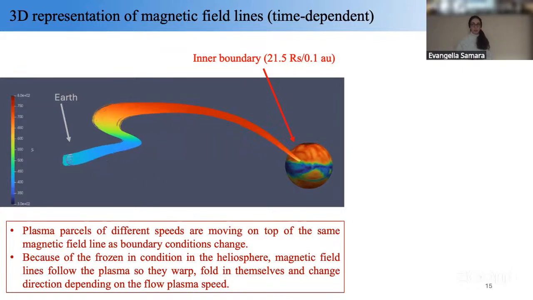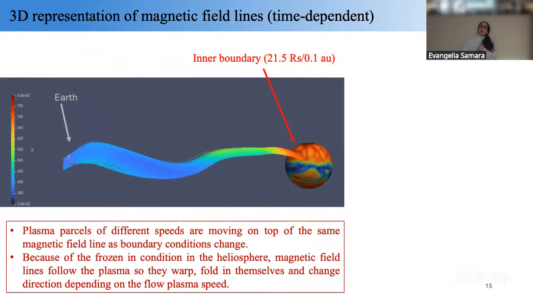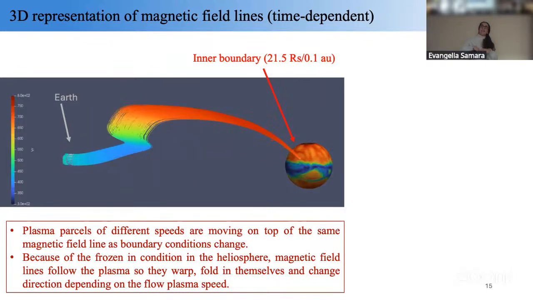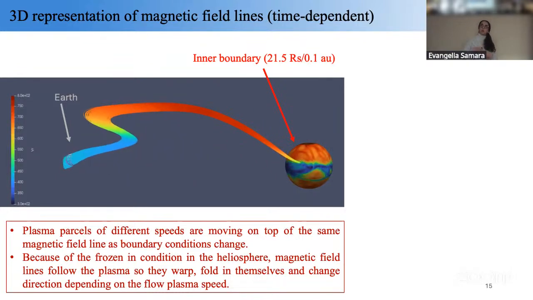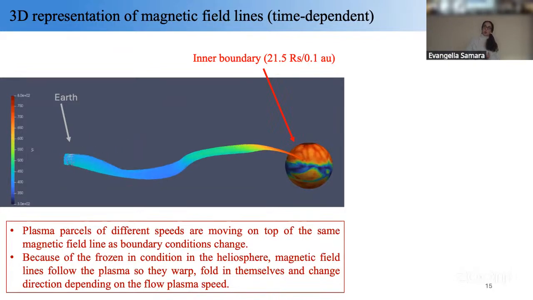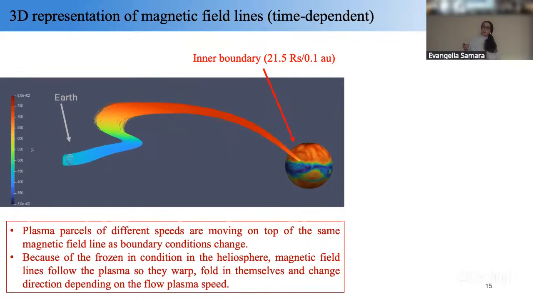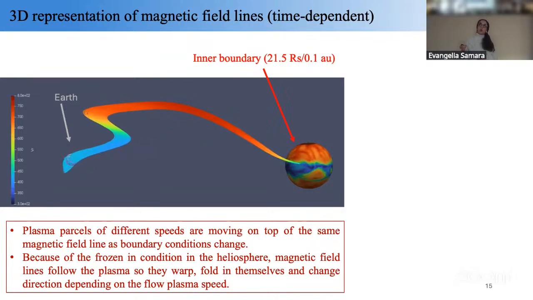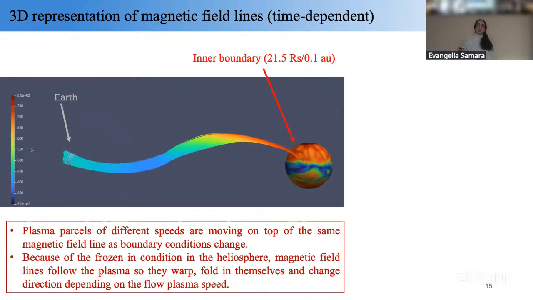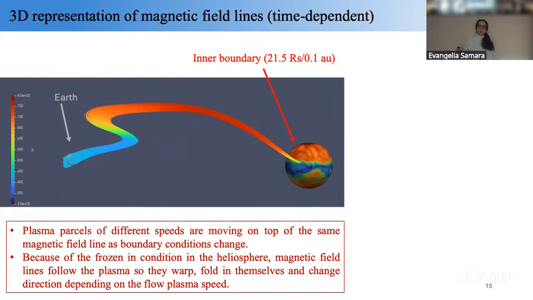Why is this the case? I'm sorry. Because as I change the boundary conditions at 0.1 AU, so I regularly update the solar wind velocities at that specific sphere, plasma parcels of different speeds are moving on top of the same magnetic field lines. Again, the colors show the solar wind speed. Blue means slower speeds, red means faster speeds.